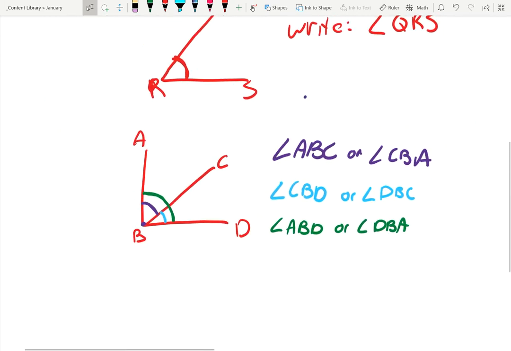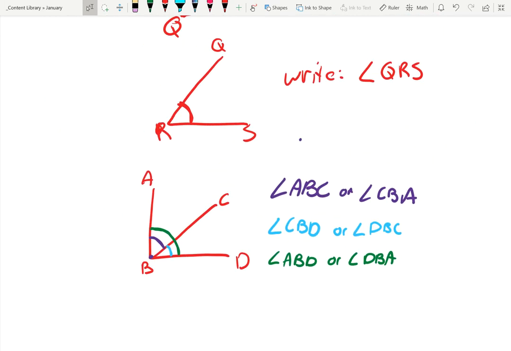So make sure you can read and write these angles properly. It's going to be very, very important. Of course, remember the order is going to matter a lot. The letter in the middle has to be where the vertex point is. For that green wedge, you wouldn't be able to say angle DAB, because then you're saying A is the vertex point, and A is not. It has the same letters, but it has to go in order.